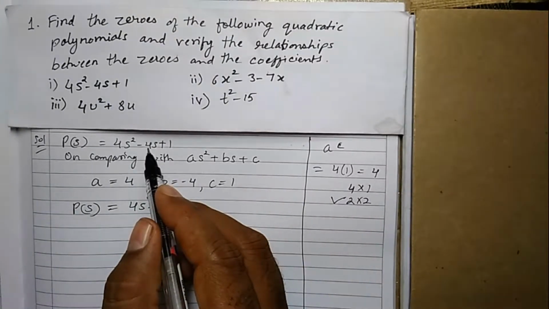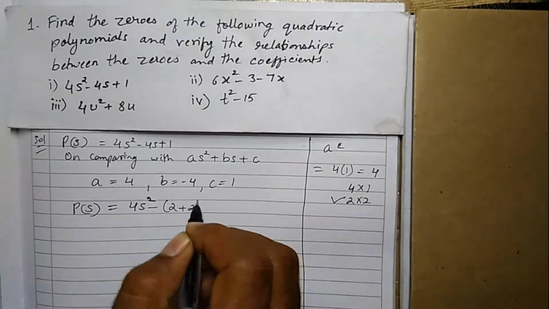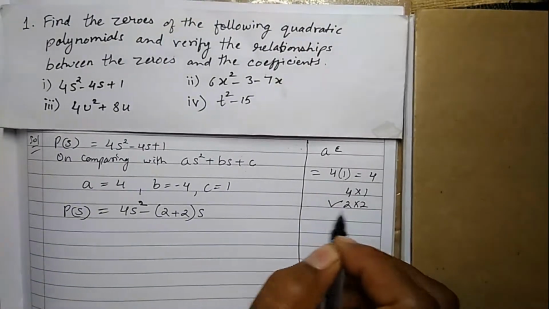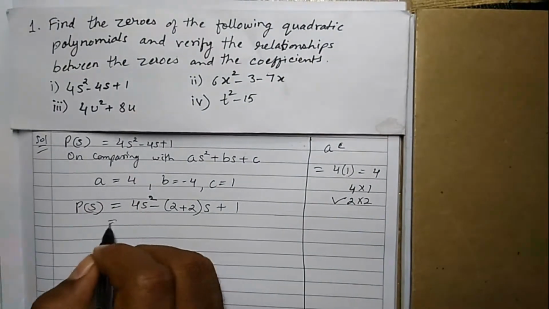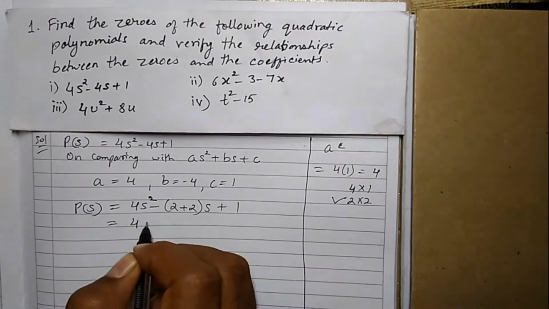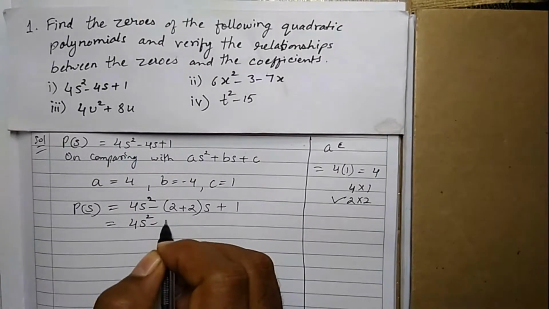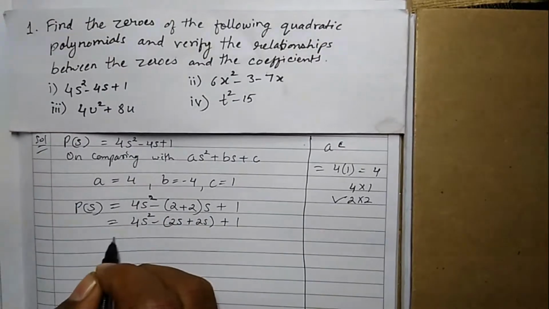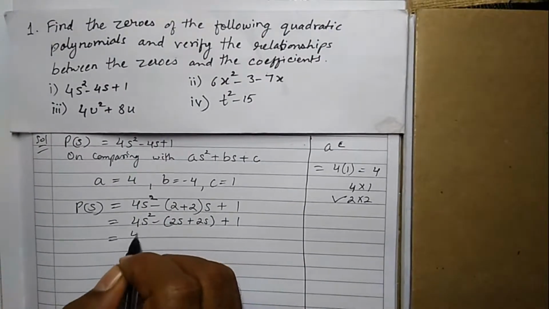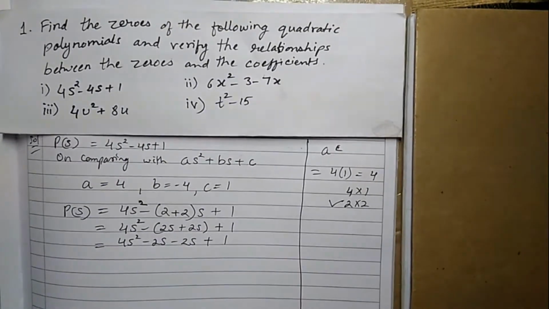Now you have to split this middle term, that is the value of b, you have to split it, and you will get it as 2 plus 2, because adding these two factors you can obtain the 4, and plus 1. Rewriting this polynomial, you will get 4s square. Just multiply this s with the bracket values, and you will obtain 2s plus 2s and plus 1. After opening the bracket, you will get 4s square minus 2s minus 2s plus 1.